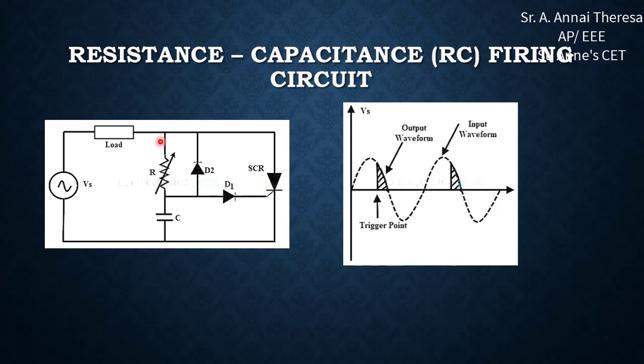So this RC triggering circuit consists of two diodes and an RC network. This whole setup is used to turn on the thyristor.